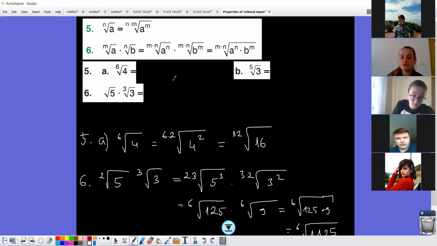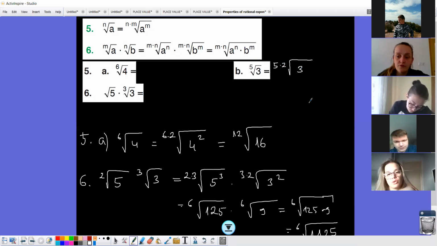Teacher, there is one more. The 5th root of 3. Yes, you can change also this one. We didn't solve this one. For example, if I want to make the root 10, so what will we do? 5 times 2, root of 3 to the power of 2. So it will be the 10th root of 9.